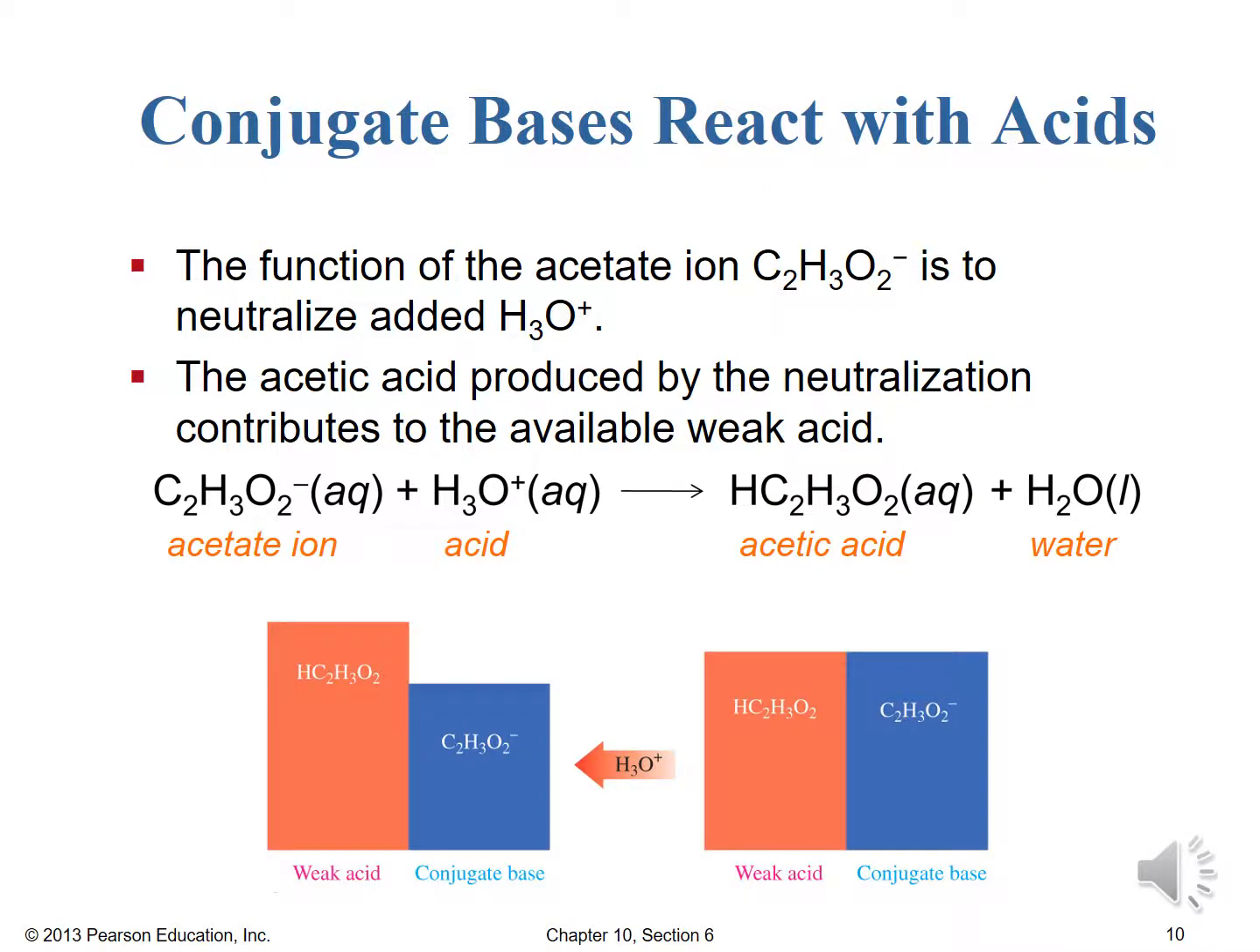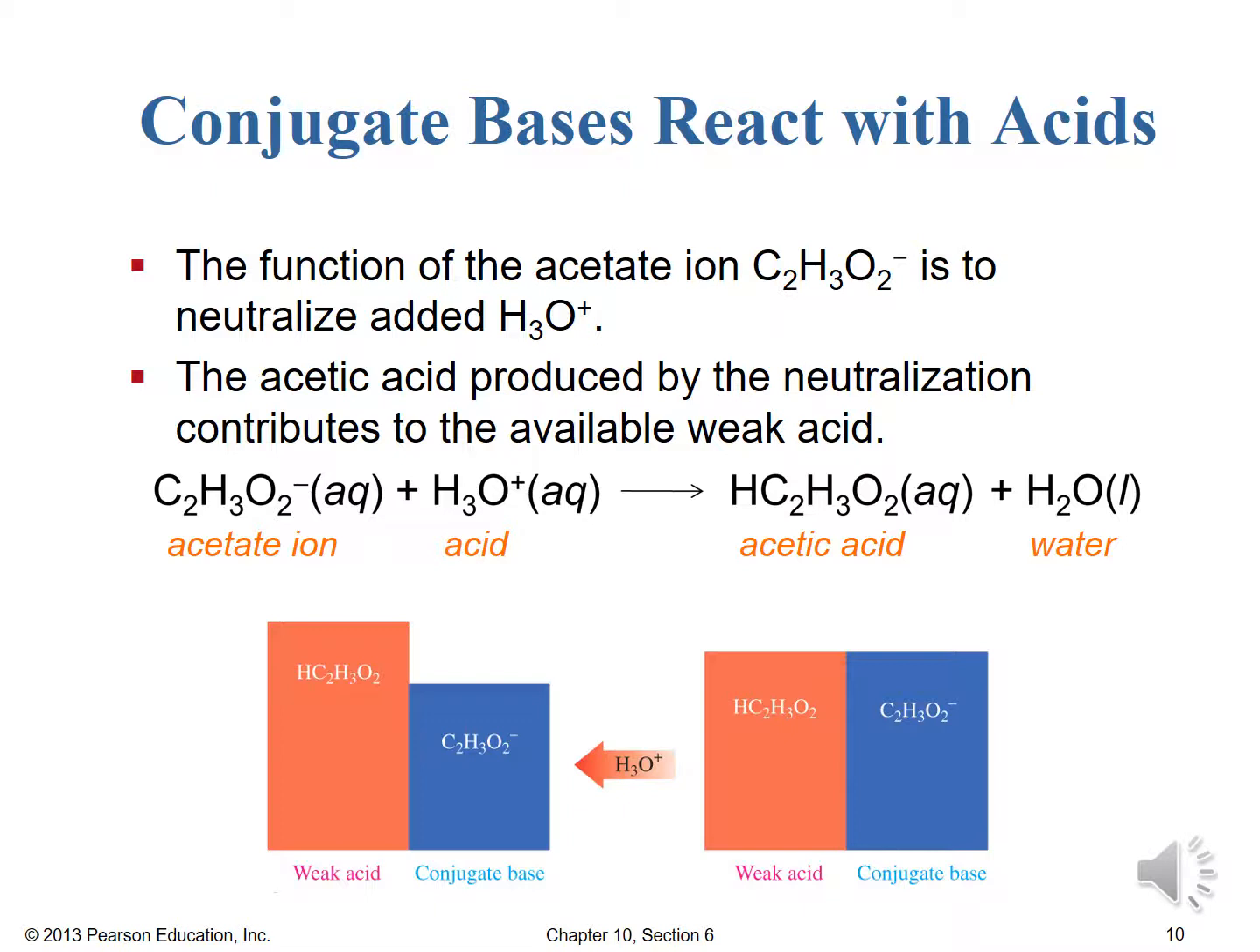Now, if you weren't following me a couple slides ago when I talked about the acetate ion being able to neutralize added H3O+, we can see here that acetate ion, because it's the conjugate base of a weak acid, can act like a base, can soak up that H3O+ to form neutral acetic acid and water, and so we get the reverse process happening here.